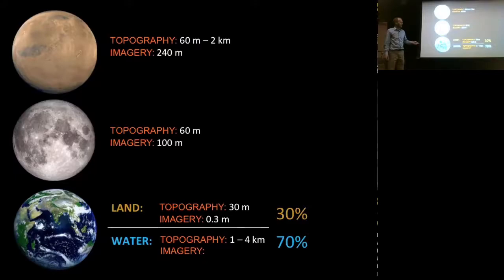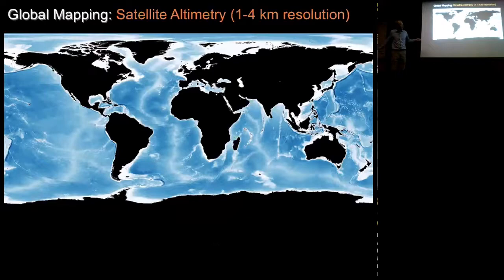But when it comes to water, which is again 70% of our planet's surface, our topography, our resolution, the amount of detail we have, 1 to 4 kilometers, is much, much less than even the Moon or Mars. And we have no pictures of the seafloor like we do of the entire planet surface or Moon surface. So this is the challenge that we face. But like I said, there's still plenty of information here. So I'll just talk a little bit about some of the features that we do see at this 1 to 4 kilometer resolution.